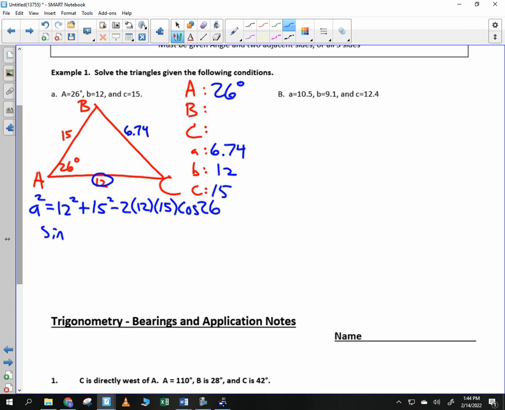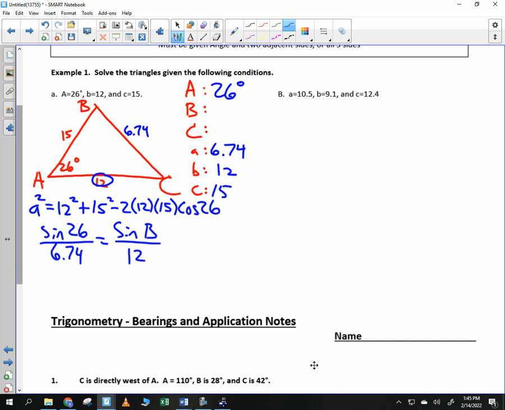Watch. Sine of 26 over 6.74 equals sine of, and now we have to choose. Do we want to solve for angle B or angle C? You do the one that is opposite the shorter of the two sides. So B is opposite 12, C is opposite 15. So sine of B over 12. Okay, so let's talk about why real quick.